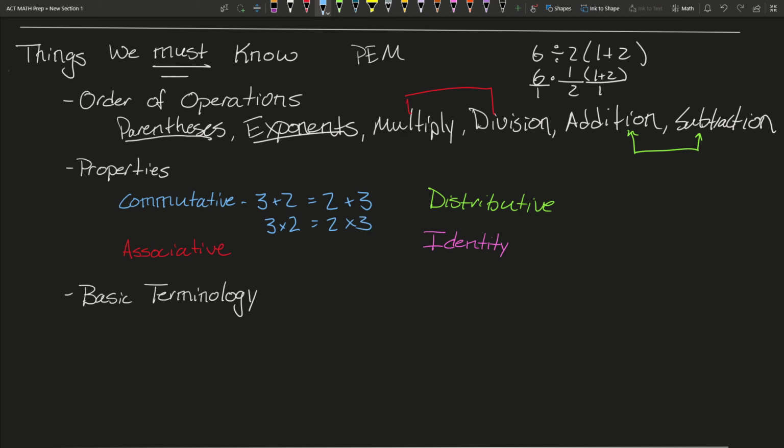Associative, we're looking at how we can associate numbers. All right. So if you have a plus b plus c, we can rewrite that as a plus b in parentheses and then plus c outside. And we can group them in a whole bunch of different ways. Okay. So associative is kind of grouping numbers. Again, same thing with multiplication. If we have 2 times 3 times 5, right, we can multiply the 2 and the 3 first. All right. What about distributive?